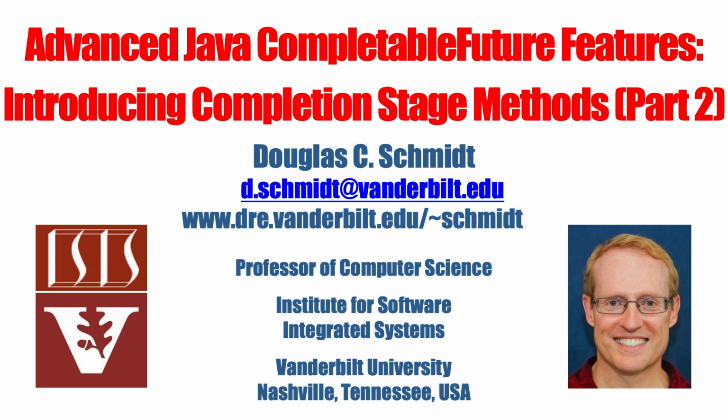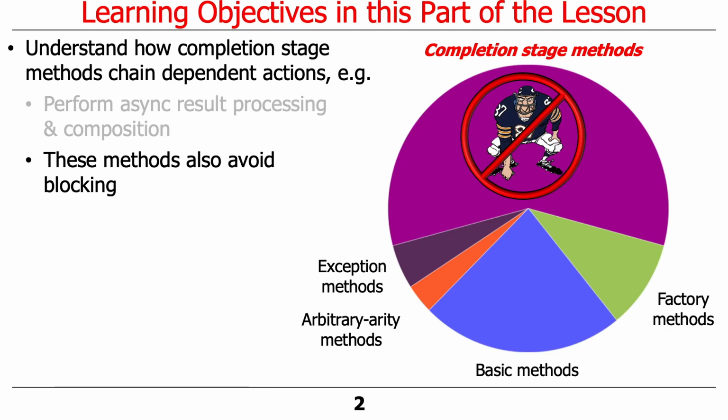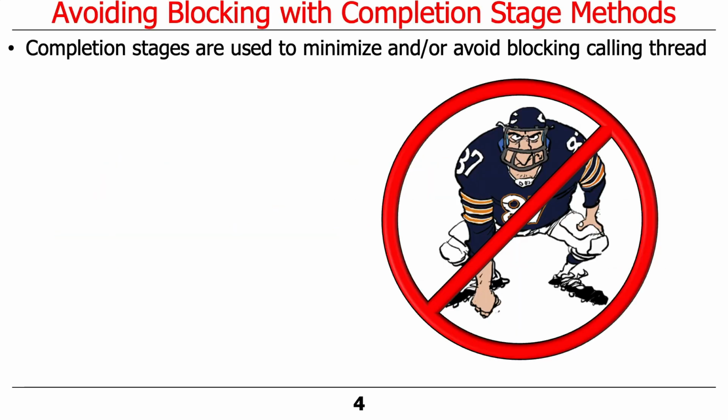We're going to continue on with our discussion of completion stage methods, just the overview, introducing what they are. This is part 2 of that discussion, and we're going to talk about some benefits of using completion stage methods, and one of the main benefits is they avoid blocking the calling thread. So we'll see how that's going to work.